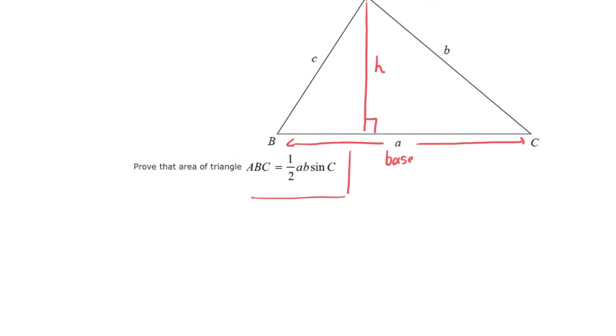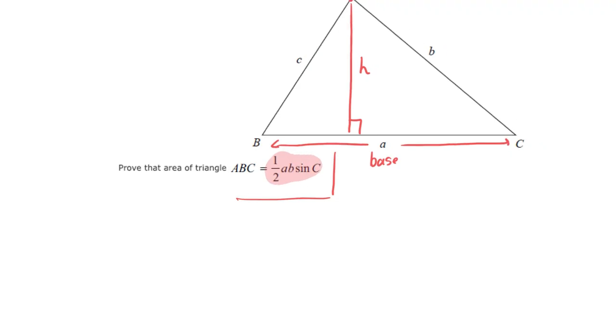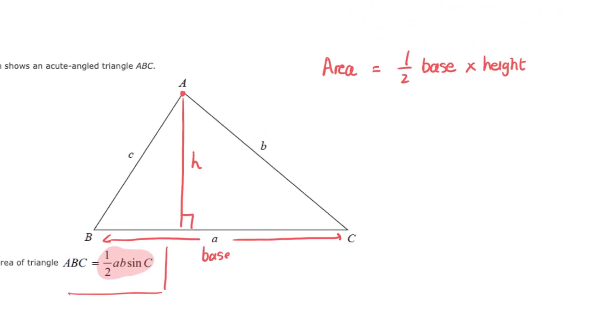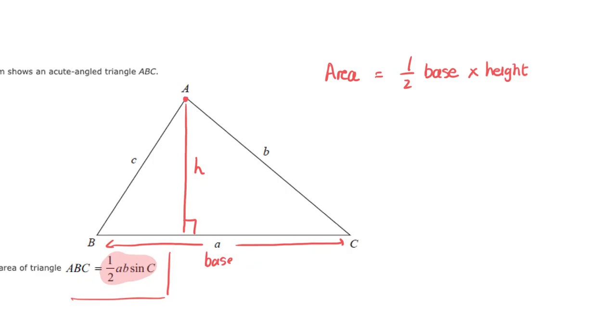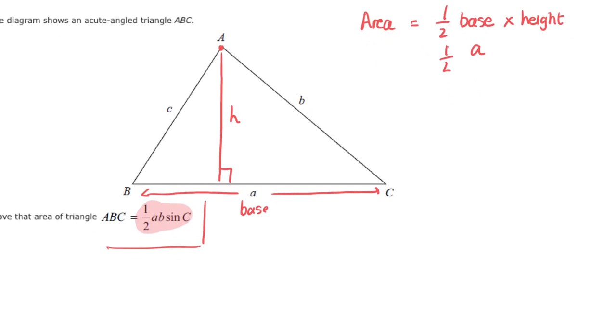And if we look at our formula, the one that we're aiming for, this includes B's, C's, and A's. Now, we're definitely going to replace the base with an A. So that's the A there. Well, we've also got the half, so that's the 1/2 A. What we need is B sine C.